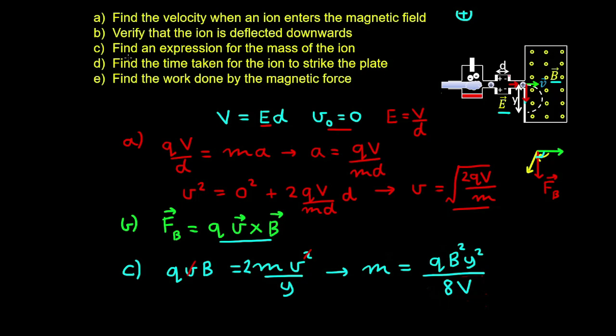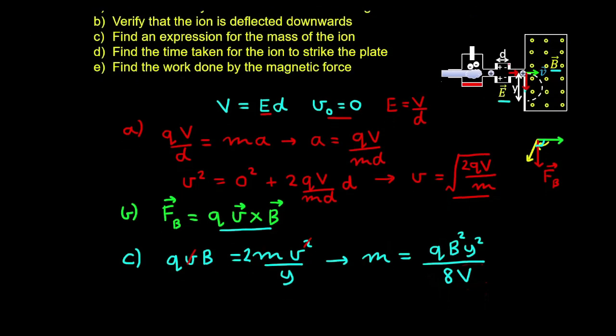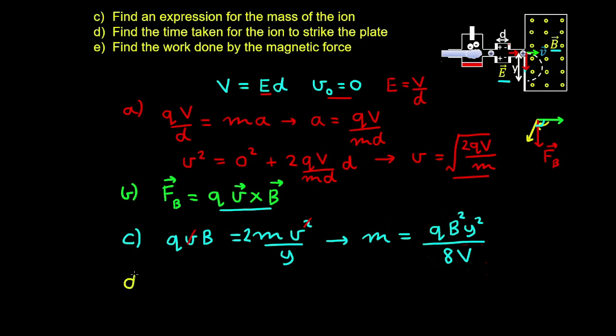Now let's find the time taken for the ion to strike the plate. So the distance that the ion has to traverse is 2 pi by the radius on 2, because we have a semicircular path.